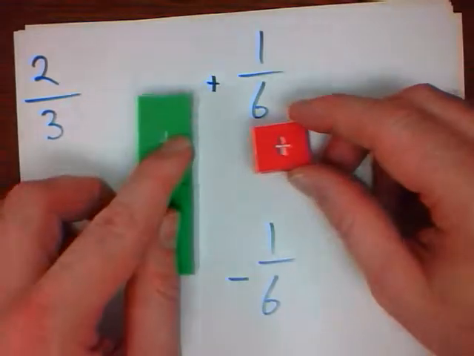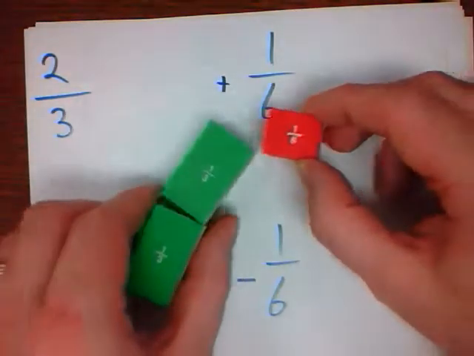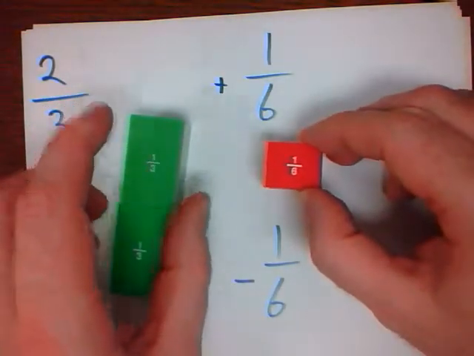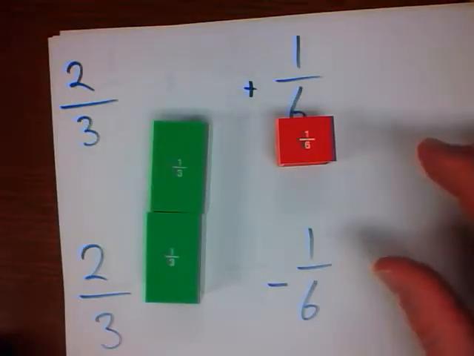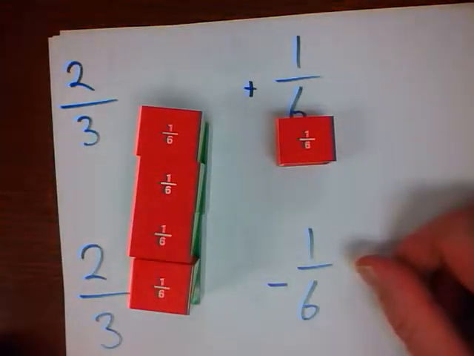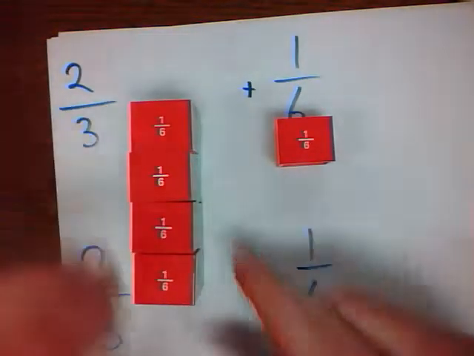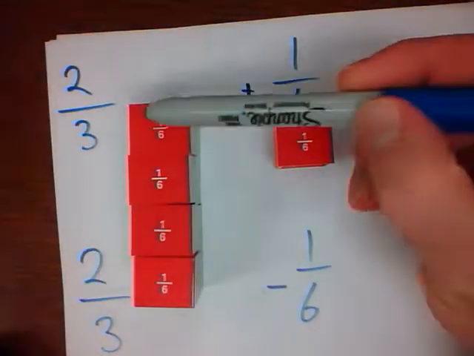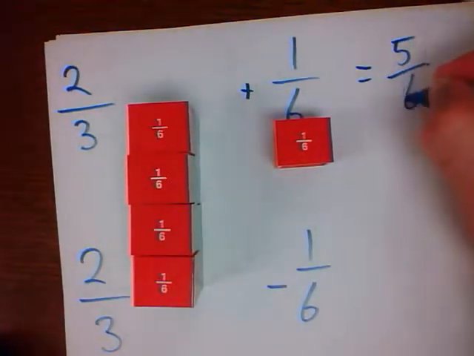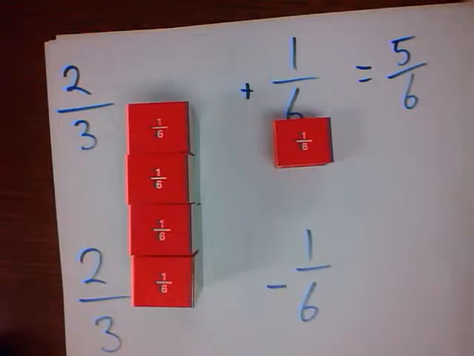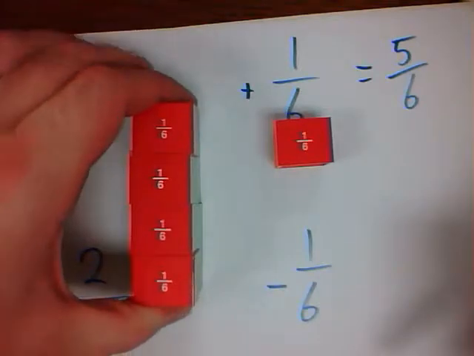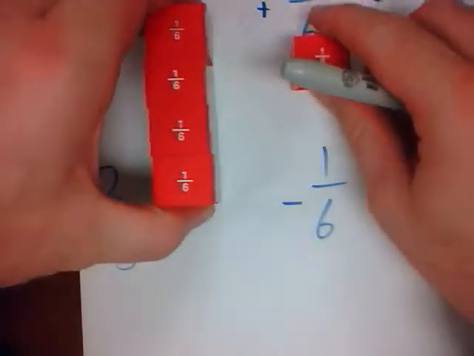What in the world do I do? How do I add these? Does it become 2 plus 1 over 3 plus 6? What do I do? Well, actually, there's a fairly simple thing to do. Now, let's add them. 1, 2, 3, 4, 5 sixths. These are the same. They're equivalent fractions.